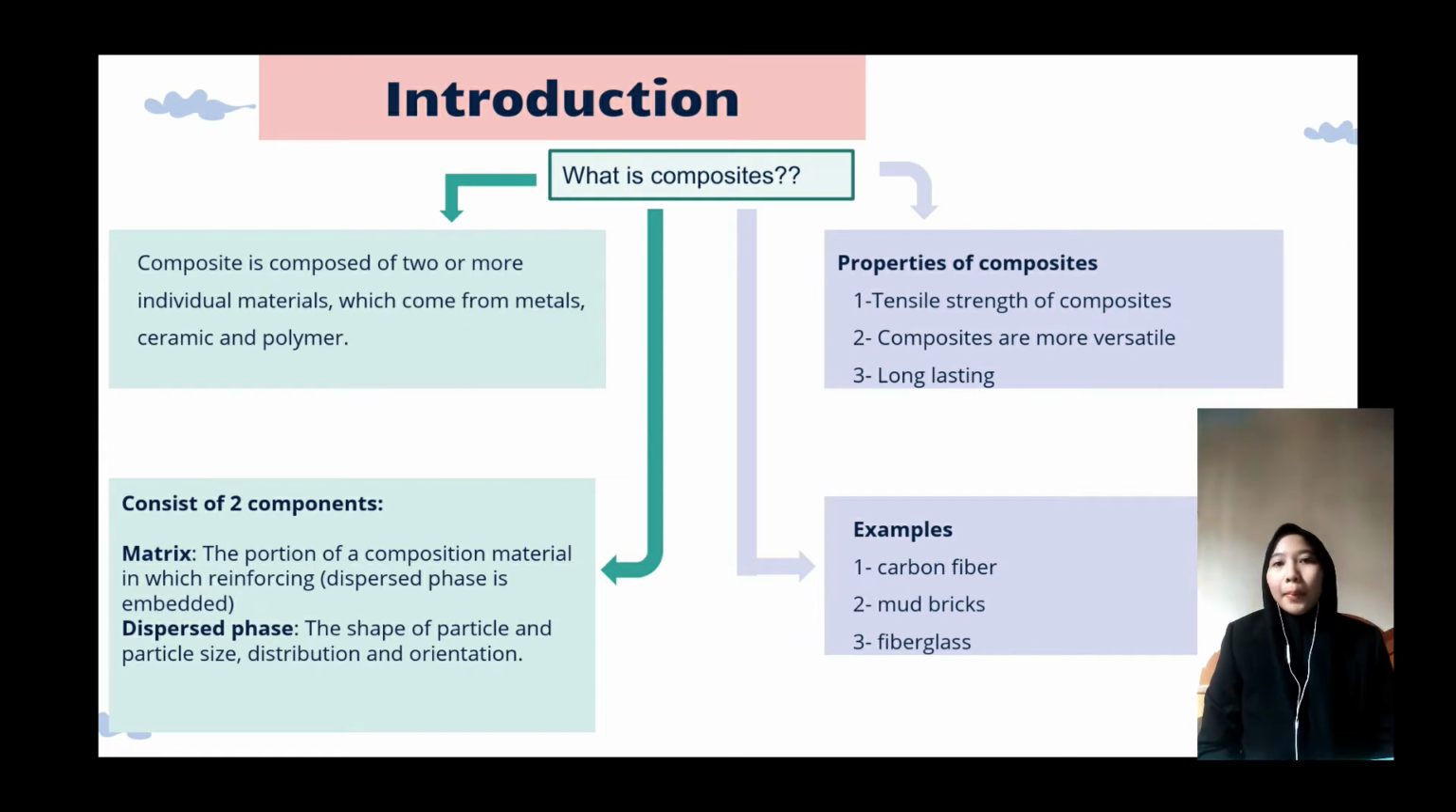Introduction. What is the composite? The composite is composed of two or more individual materials which come from metals, ceramic, and polymer. Then they have a few properties of the composite.